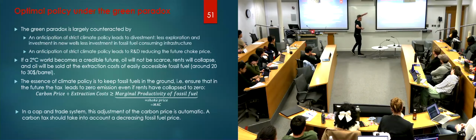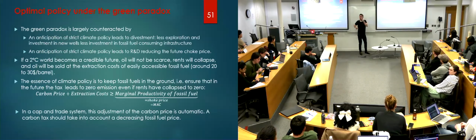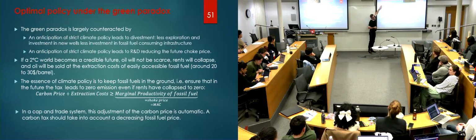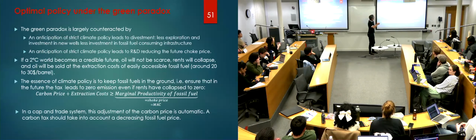There are two problems. The first thing is, this is true. We've seen the logic. If you think about oil owners as profit maximizers, that's exactly what you expect. But then there are two mechanisms that are larger. If you anticipate strict climate policy, you have a problem of investing in new oil exploration and in new oil exploitation. And so that is going to be larger. You get less oil, and therefore the price might not go down.